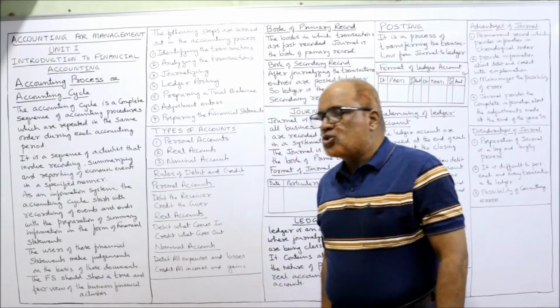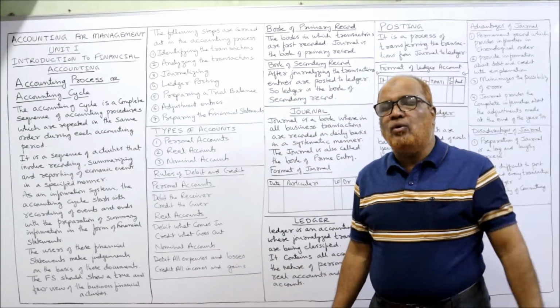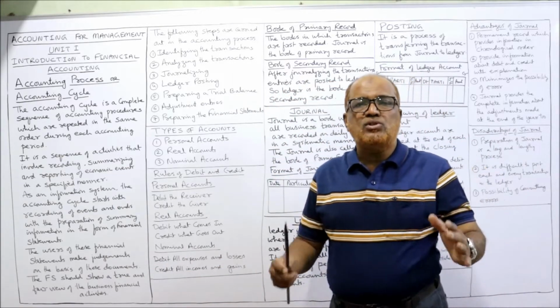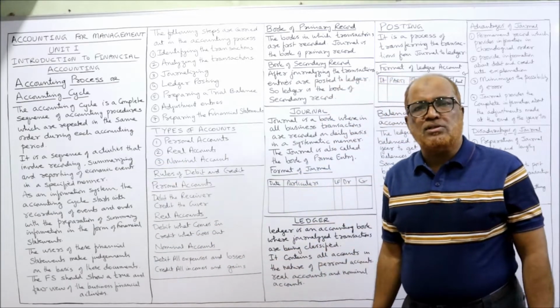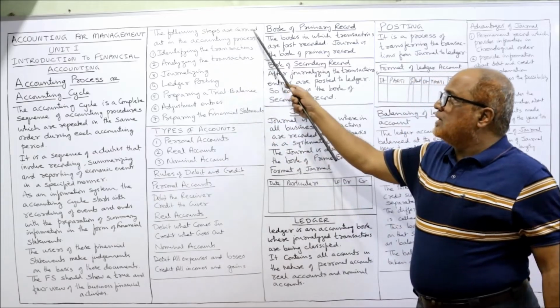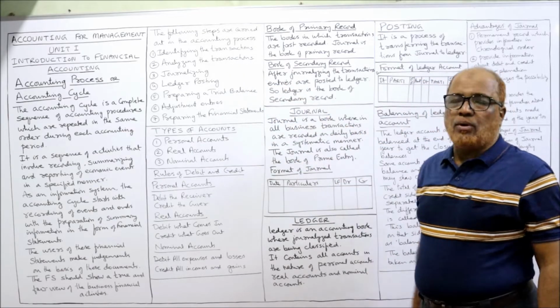And the financial statement should show a true and fair view of the financial activities of the business. So this explains the accounting process. Then what are the steps? The following steps are carried on in accounting process.